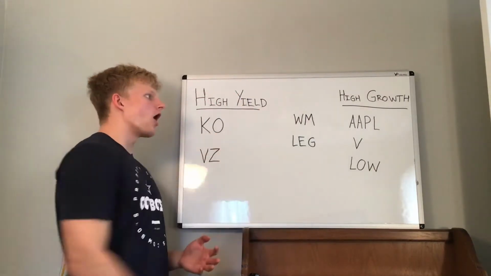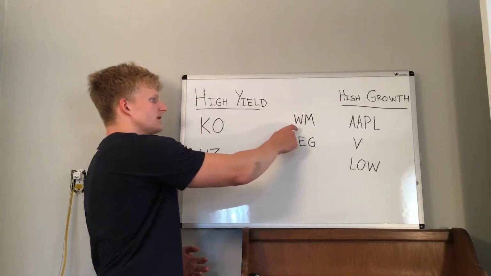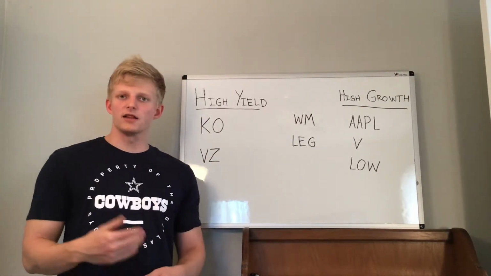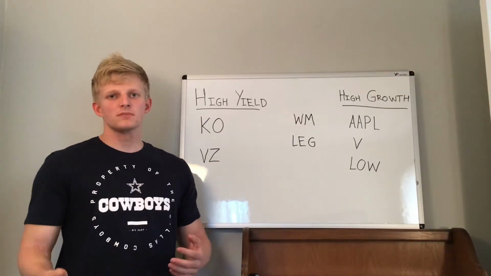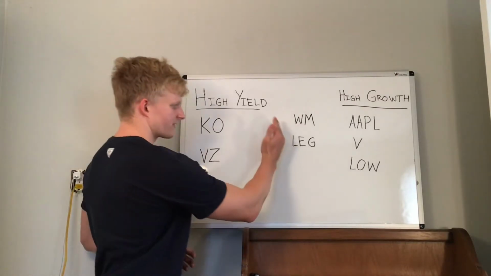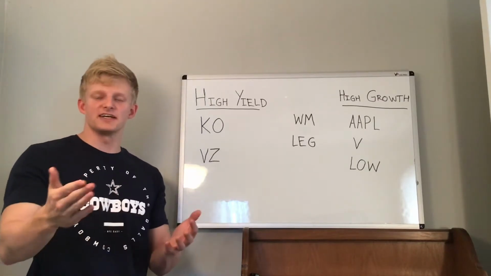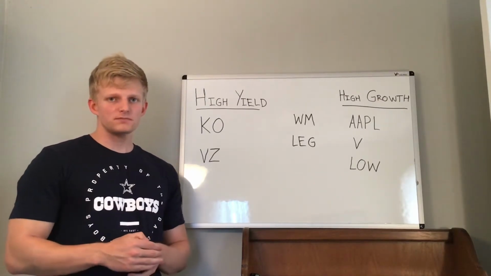Now, as you go over towards the high growth side of things, you have companies like Waste Management and Leggett & Platt that I listed as kind of in the middle between high yield and high growth. A lot of dividend growth investors will like stocks from here over because, like I said, they are dividend growth investors. They're looking for a higher payout in the future.